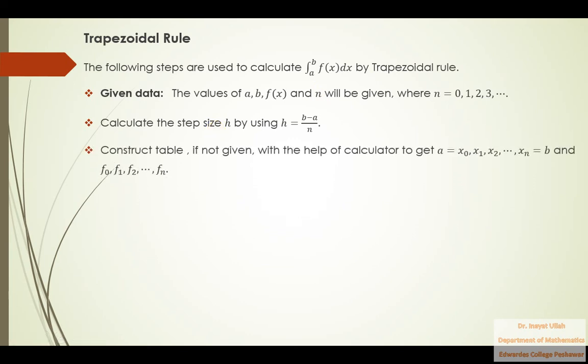The third step is we need to construct a table, not a difference table, but a table which gives us the values of all those xi's, that is x0, x1, x2 up to xn, and corresponding to these values of x, the values of f0, f1, f2 up to fn. So for calculating these values we will construct a table.